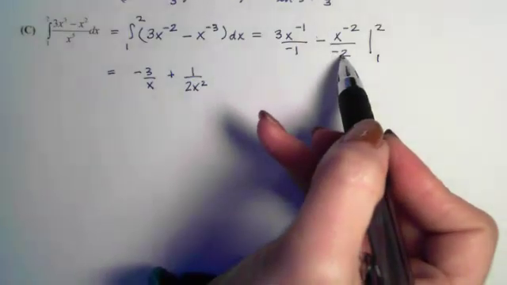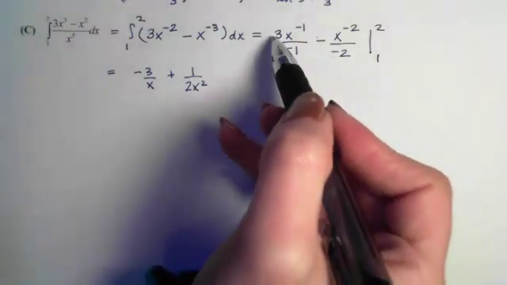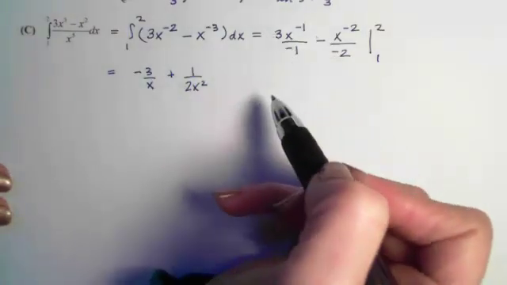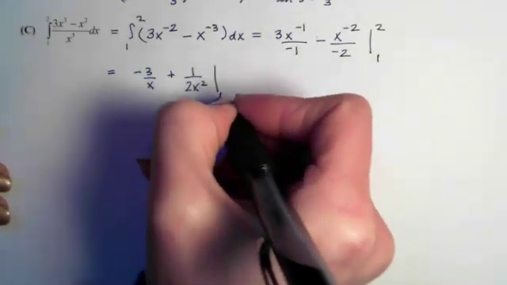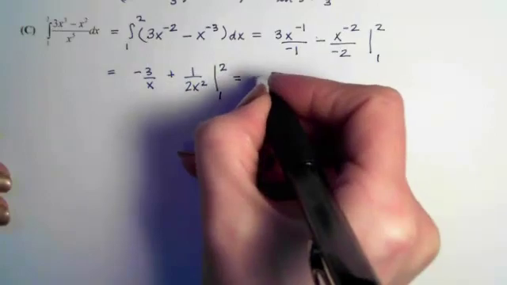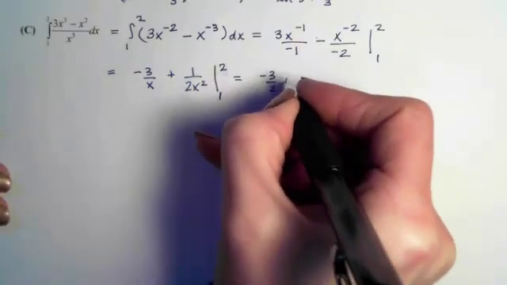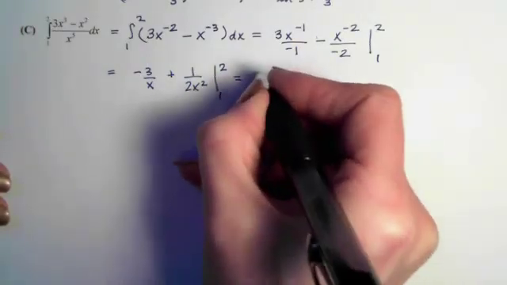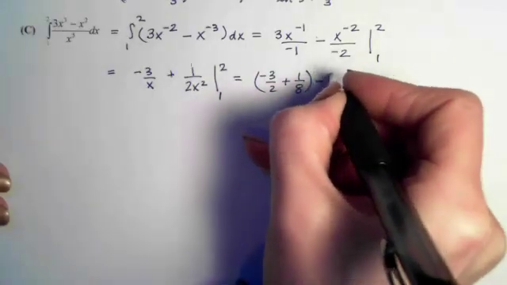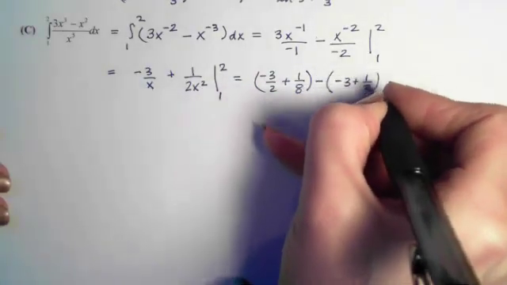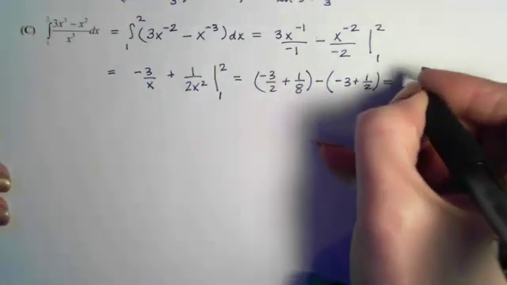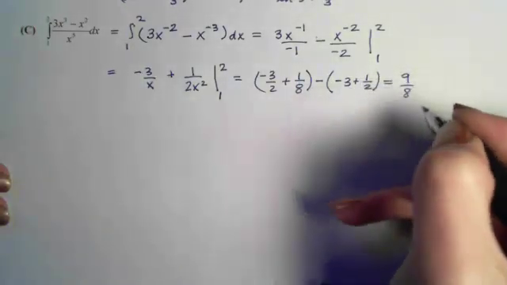Notice that the 2 did not move, it's still on the bottom, and the 3 did not move, it's still on the top, because the only thing raised to the powers were the x's. So this is now evaluated from 1 to 2. I plug in the 2 first, and then I subtract what comes out when I plug in the 1. Put that all together, we end up with 9/8.